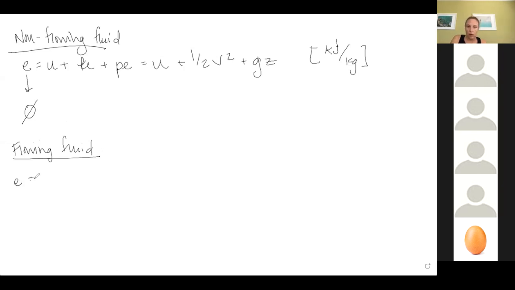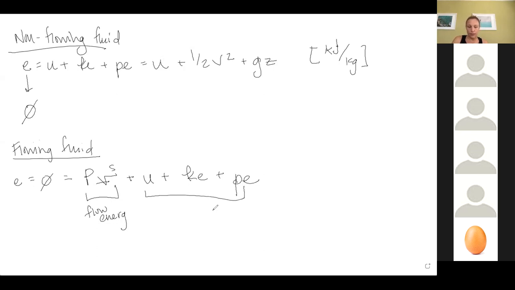So we have E, or this theta term, which then has our pressure times our specific volume plus our internal energy plus our specific kinetic energy plus our potential energy. So here represents our flow energy, and this represents our fluid energy, which makes sense because this is just energy from the fluid. This is energy from the flowing of the fluid.